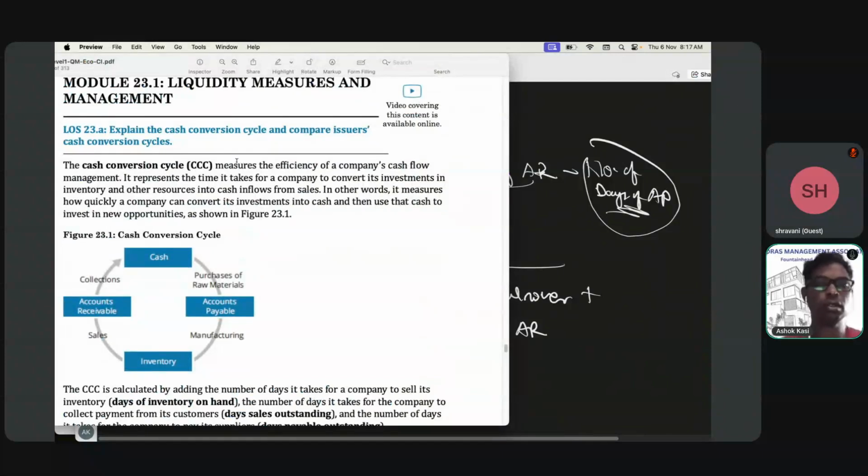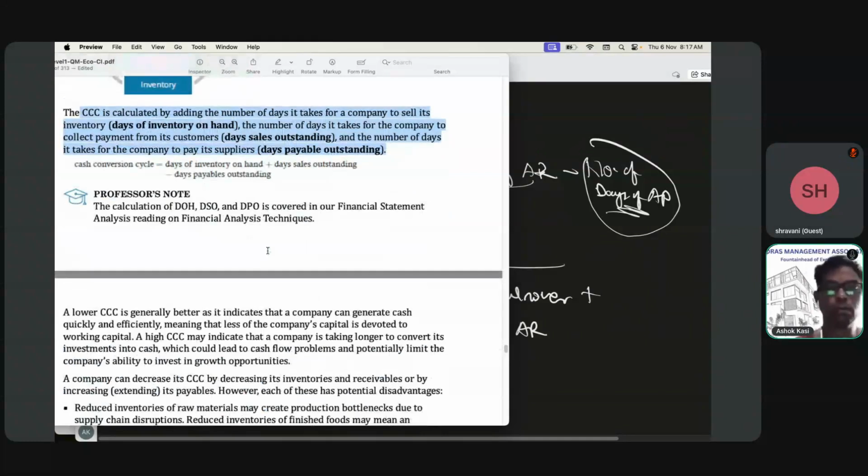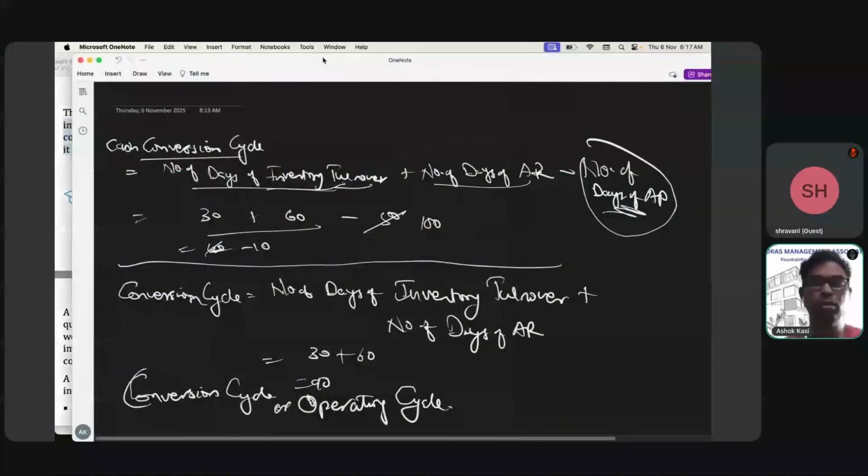So basically, it measures the efficiency of the cash flow management. These all are something we have done already. I'll quickly explain that also.